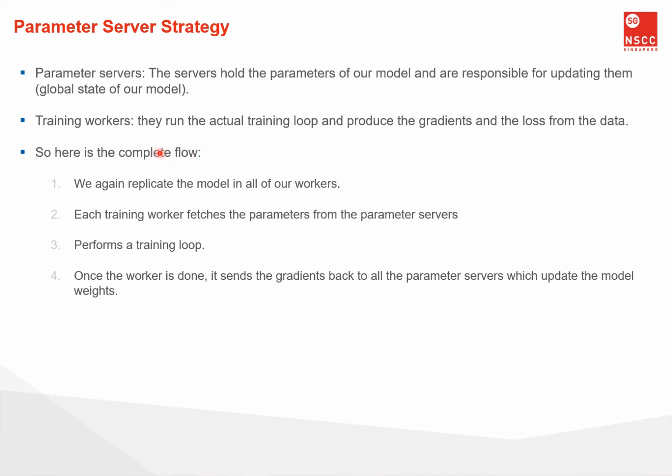Now here's the complete flow. We replicate the model to all the workers because they all need to have a copy of the model. Each training worker then fetches the parameters, or the weights, the current state of the weights from the parameter server. And then each worker performs the training loop, the fit function. Once the worker is done, it will send the gradients for this particular iteration back to the parameter servers, which will then update the model weights. And then the cycle repeats again.